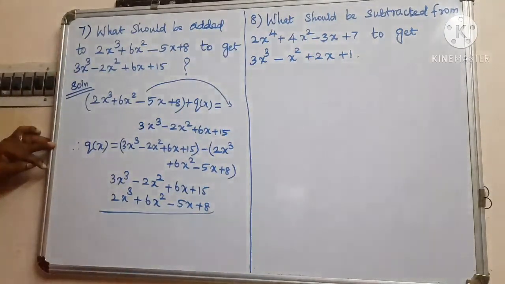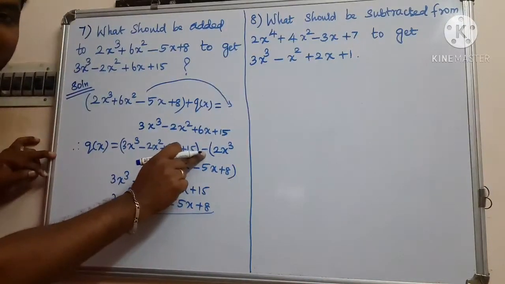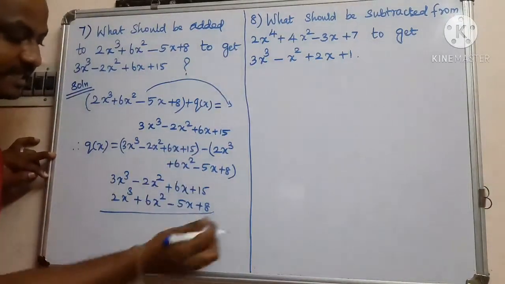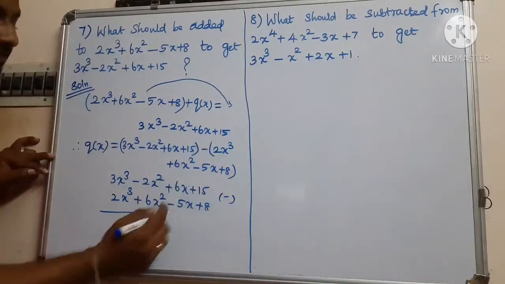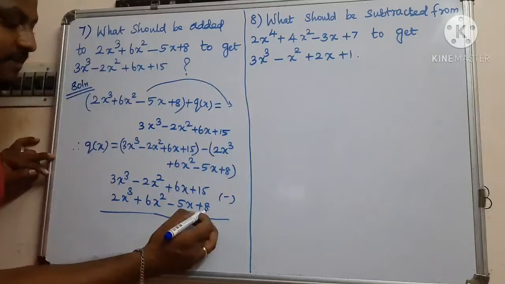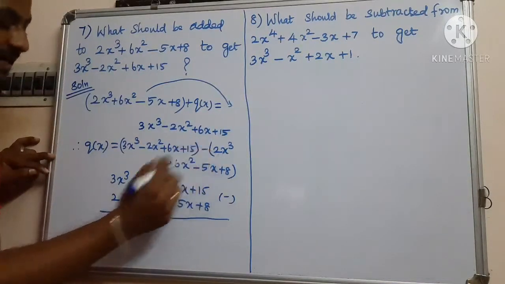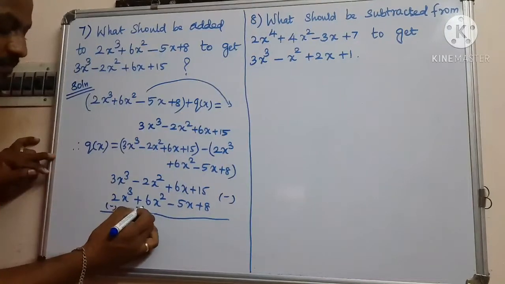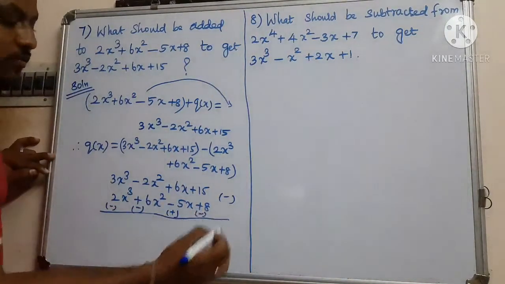So this is an important 5 mark question. Because we have to subtract, we have to change the symbols. If it is multiplied with minus, plus symbols should change into minus, minus symbols should change into plus.